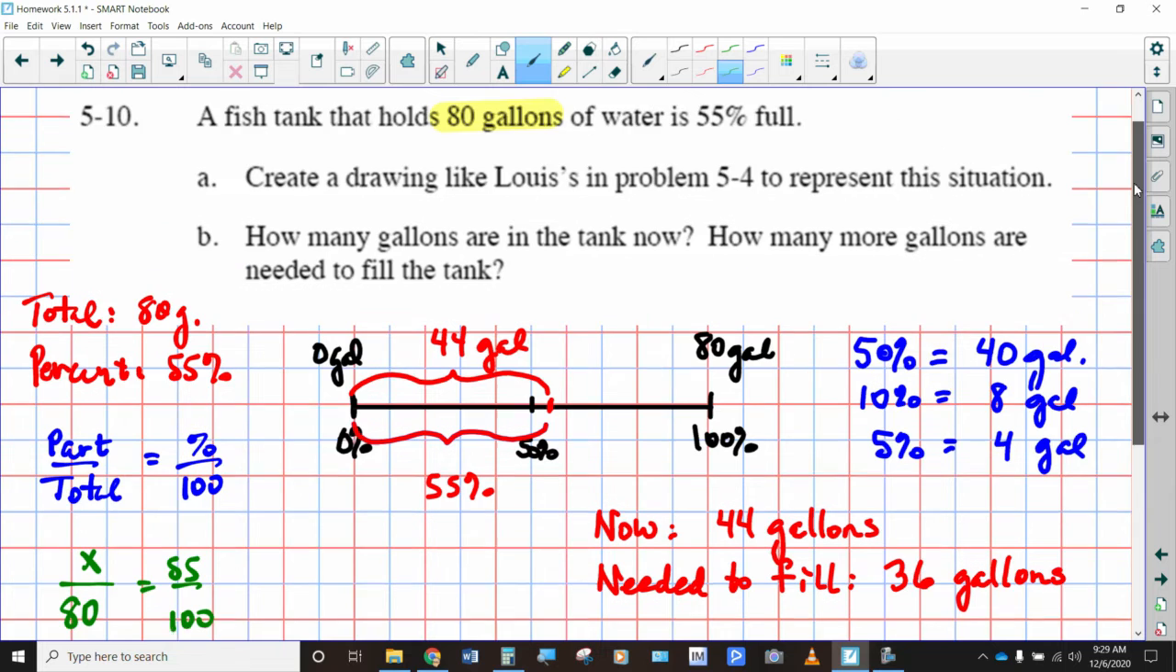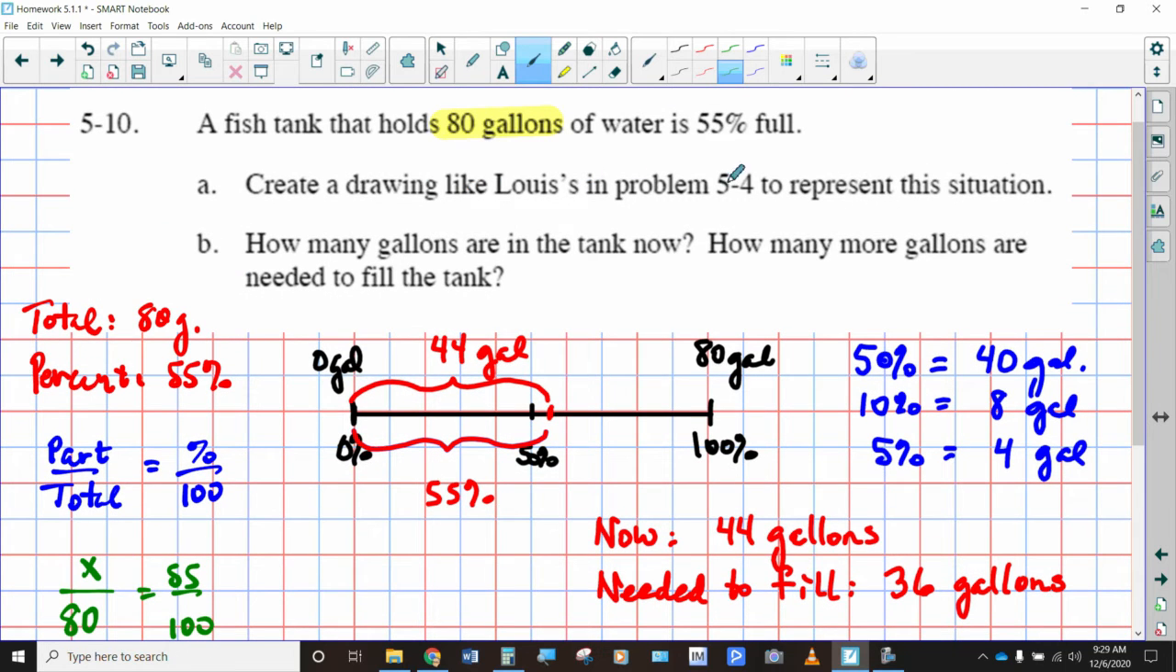Now, let's read through this problem. Create a drawing like Lewis's in problem 5.4 to represent the situation. All right, so I create a number line, and since we're talking about 80 gallons and 55%, you can break this up into 10 equal parts or 20 equal parts. I decided to make it a little bit shorter and make it into 10 equal parts. So that means that 10% would be 8. Right? So 8, 16, 24, 32, 40. 40 plus 40 is 80. So each one of these sections is equal to 8.